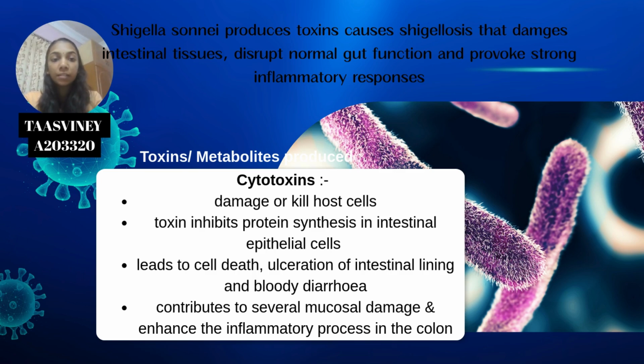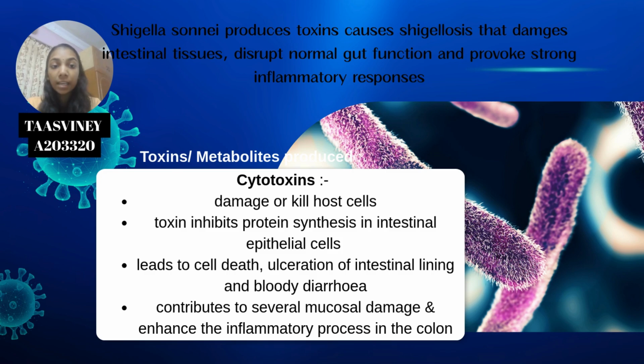Shigella sonnei produces several types of toxins and pathogenic metabolites that contribute to its ability to cause shigellosis by damaging the intestinal tissues, disrupting normal gut function, and provoking strong inflammatory responses. These can be classified into cytotoxins, endotoxins, enterotoxins, and pathogenic metabolites.